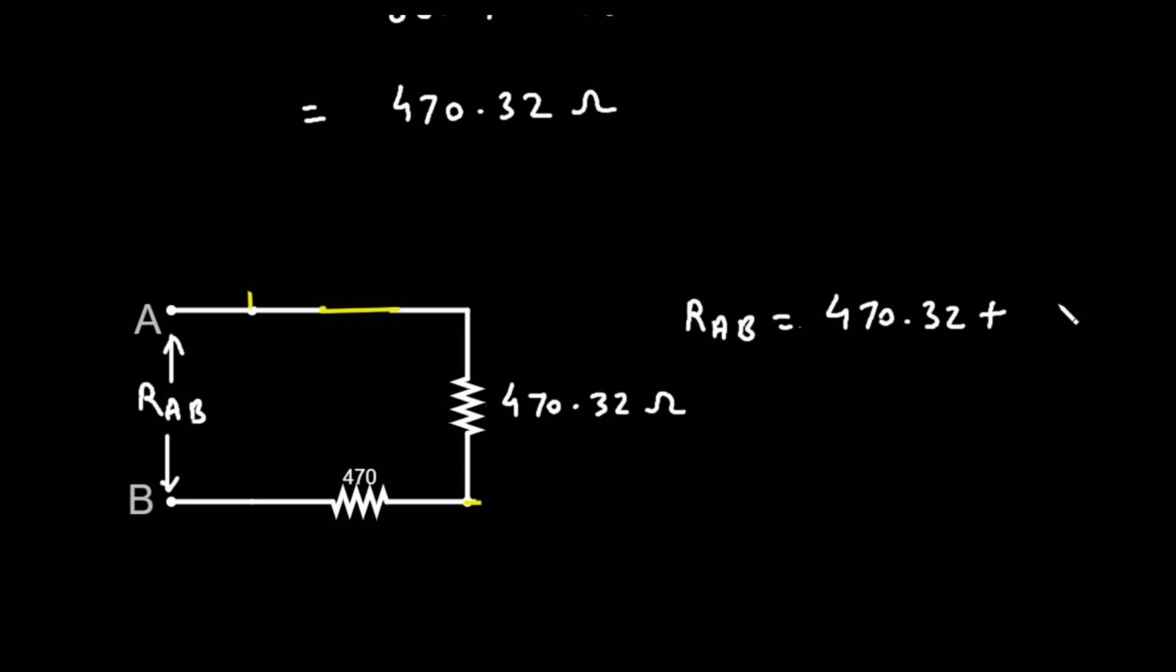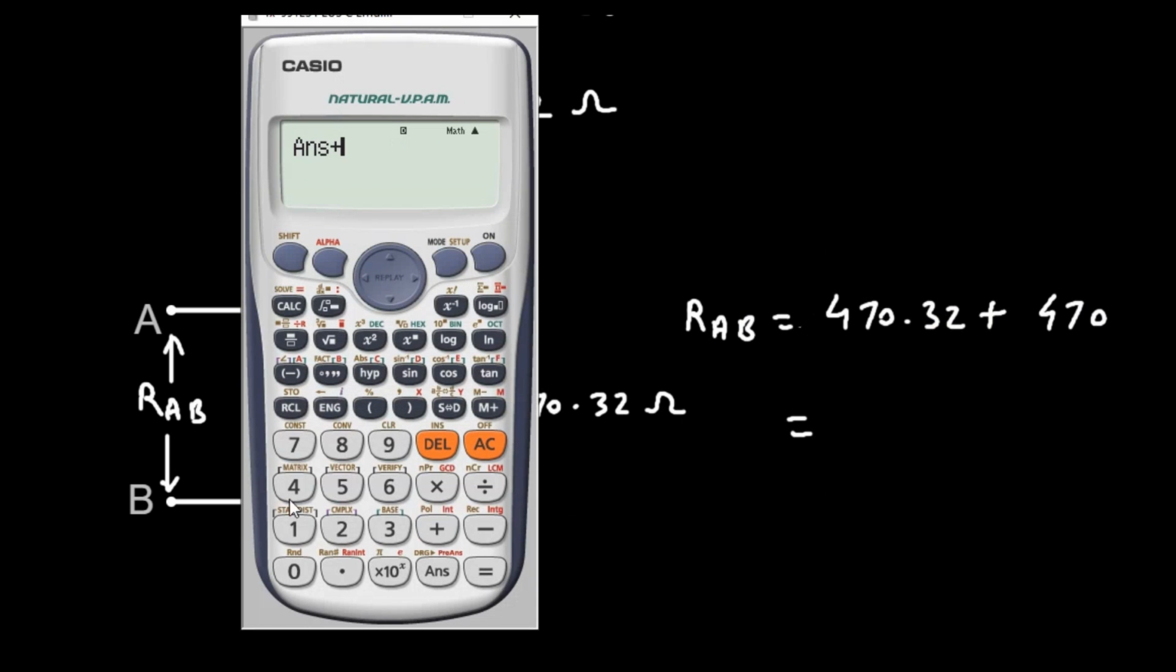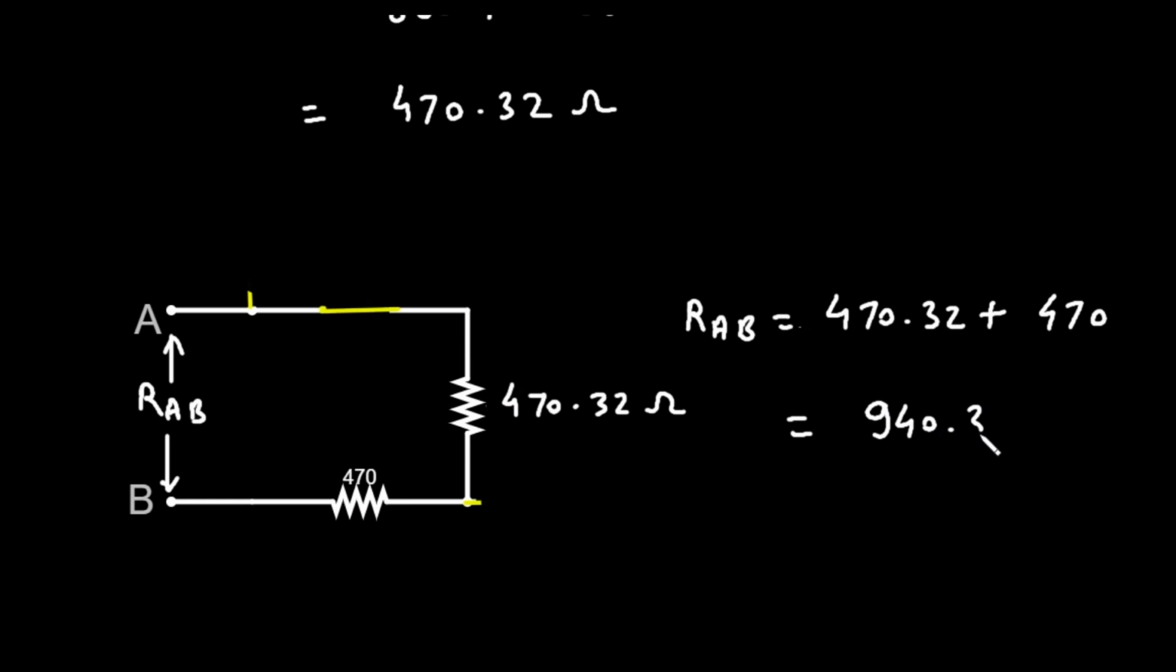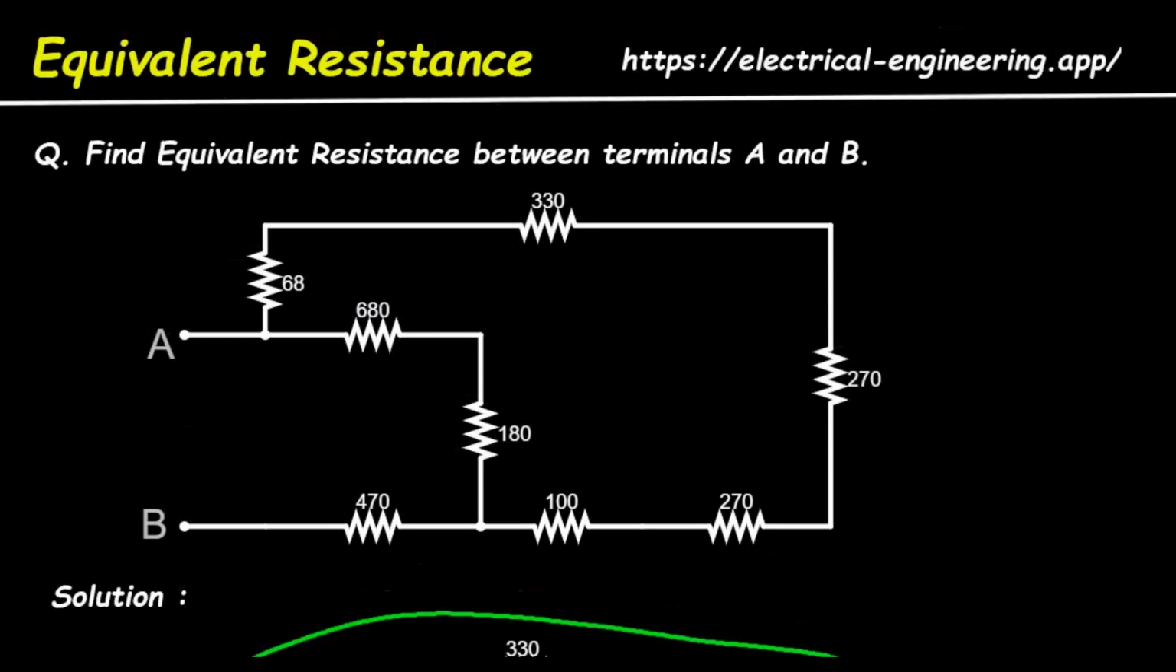470.32 plus 470. Now this is equal to 940.32 ohm. So this is the value for RAB, 940.32 ohm. So this is how we can solve series parallel combination of resistors.